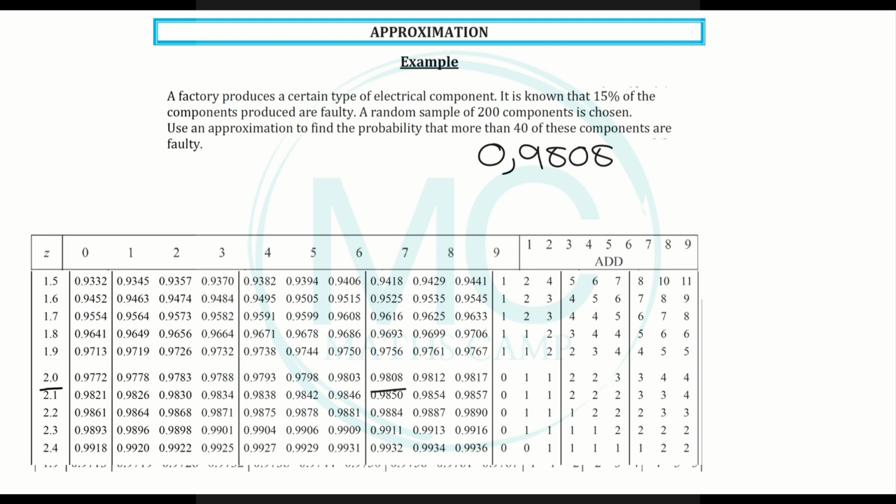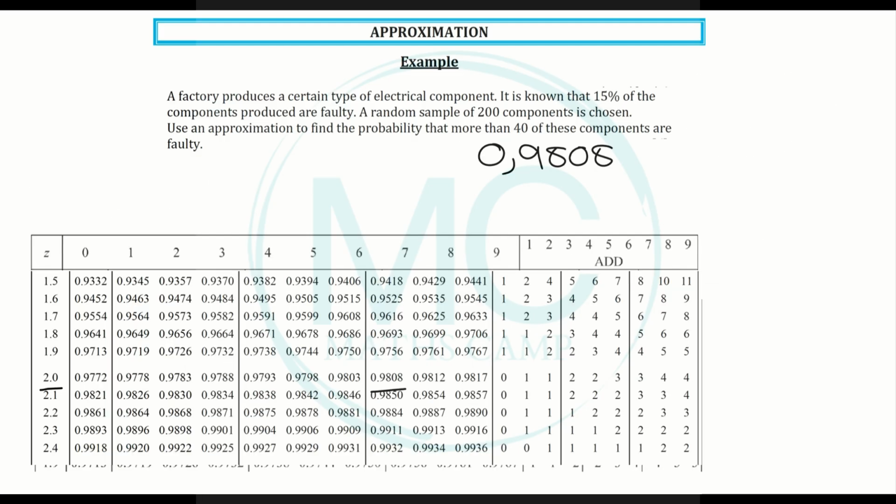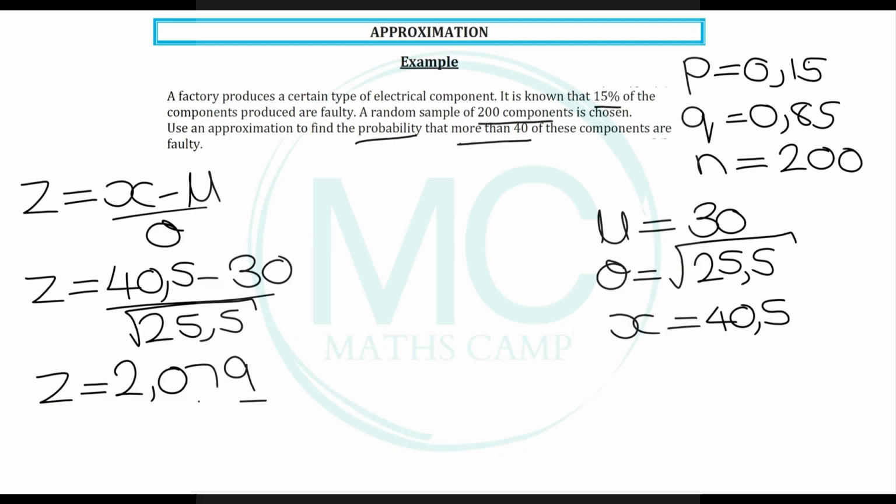0,9808. But our z-score is 2,079. So to account for the 9, go to the file column. Here's 9. So I add 4 to my score. Add 4, and I get 0,9812. This is my probability. So I can say the probability is equal to 0,9812. But this is the probability that x is smaller than 40.